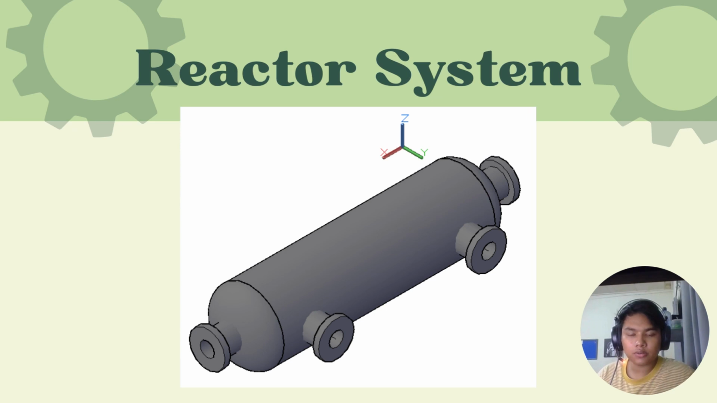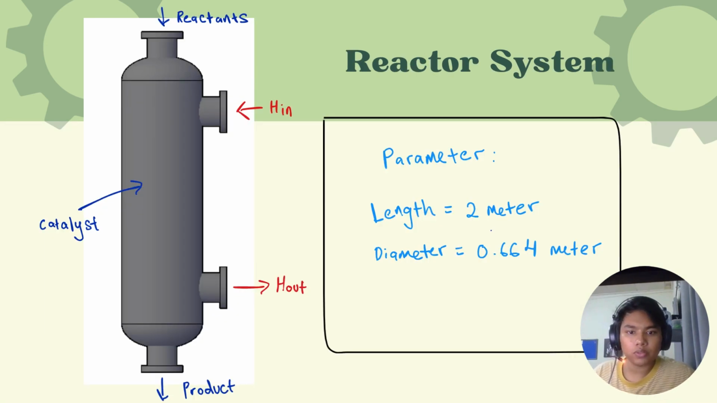This is the design of our reactor for the PBR. For this reactor, the reactant will be inserted from the top and the product will go out from the bottom, and at the side we have a heat in and heat out, and the catalyst is inside the PBR reactor. And for the parameters, the length of the reactor is 2 meters and the diameter is 0.664 meter.